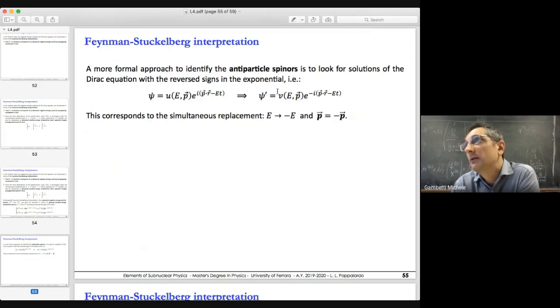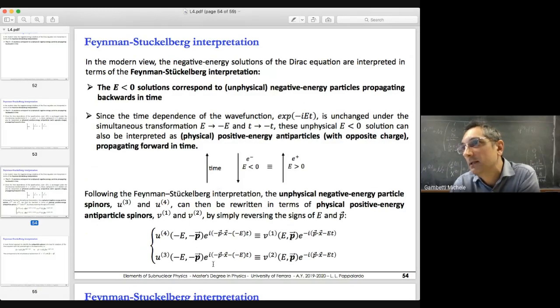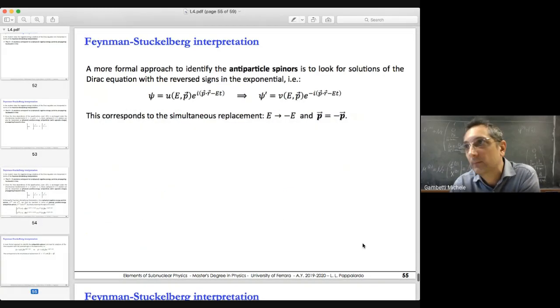But now you can also solve the Dirac equation with this kind of solution, so with the antiparticle spinor, V, and with the opposite sign here in momentum and energy. It becomes opposite sign in the exponential part, okay? Which again corresponds to changing E to minus E and p to minus p. So this procedure is more formal, but it is equivalent to this correspondence here: U4 with V1 and U3 with V2.